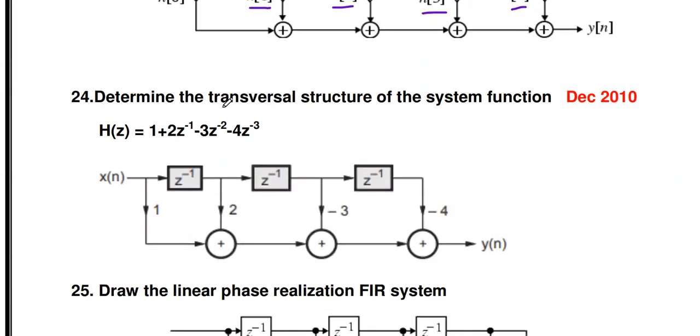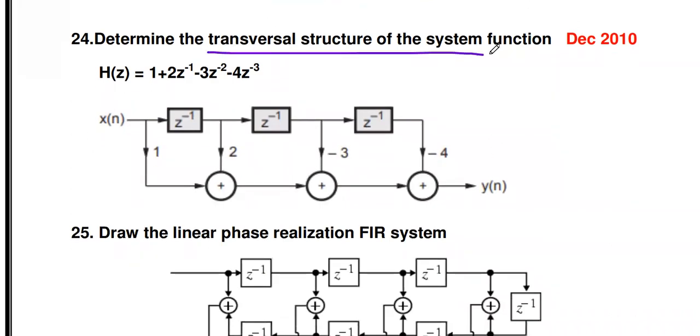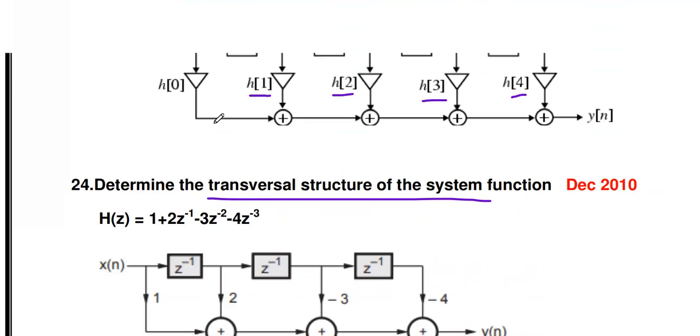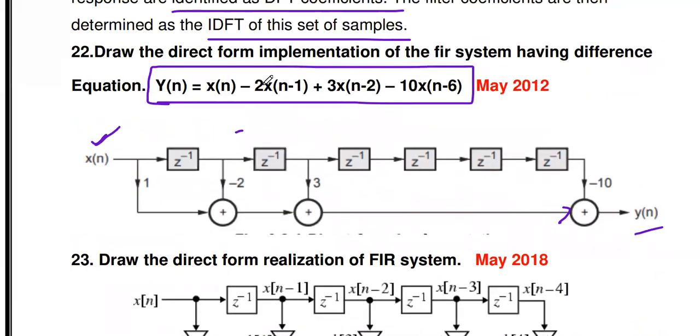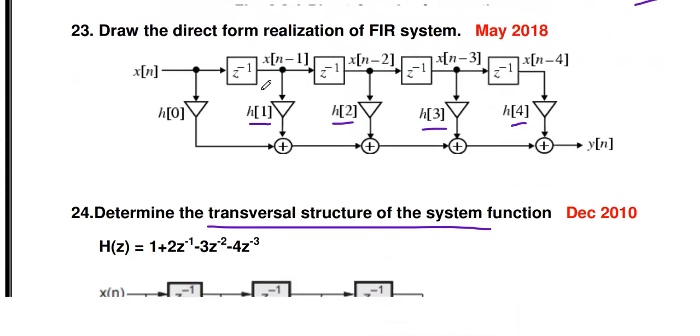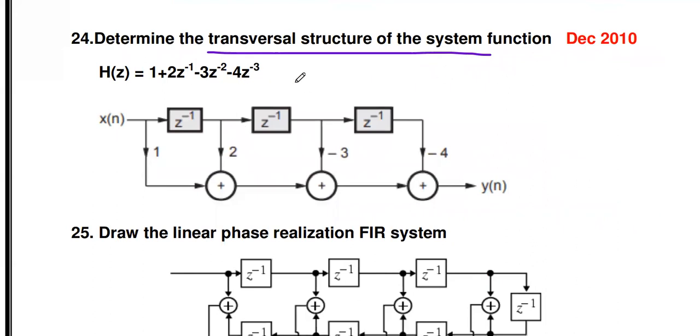Then the next thing, determine the transversal structure of system function. Transversal structure and direct form realization, both are same. So here you see H of Z is equal to 1 plus 2 into Z inverse minus 3 into Z power minus 2 minus 4 into Z power minus 3. Here the Z transform equation is given in this problem; in time domain they may give it. Anyway, we can solve.